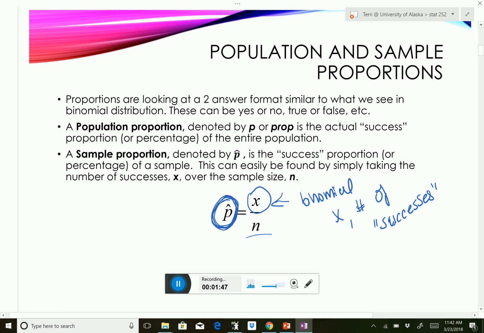So how many vehicles in Alaska are SUVs? A lot, actually. And we might want to make some sort of inference about the proportion of SUVs in Alaska versus the proportion of SUVs in the entire United States, for example. So this may be something that we might want to do with this.